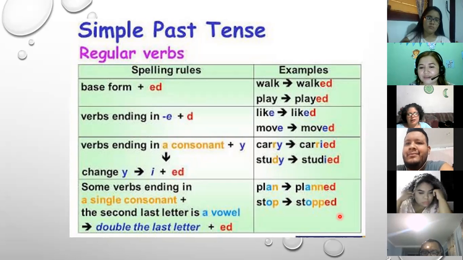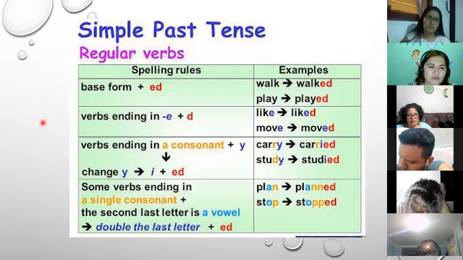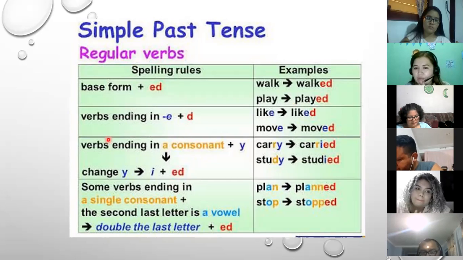They are learning the grammar, okay? The same story in English. So we need to learn how to use the correct verbs, okay? And look at what we have right here. We have the regular verbs spelling rules. And it says that if we have a verb, okay? This is for verbs. Try to keep it in your mind.